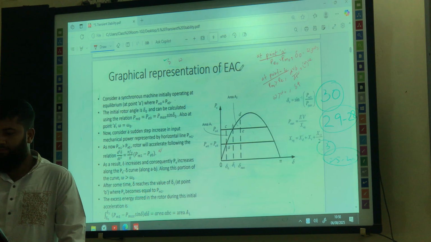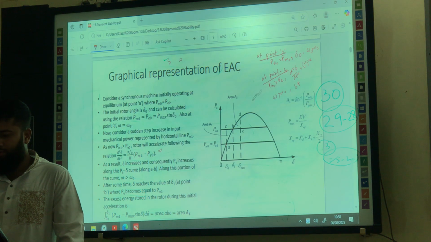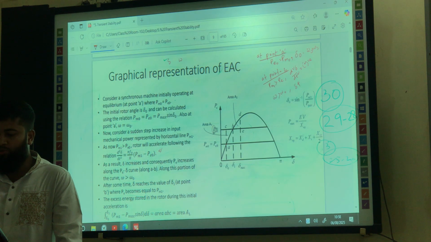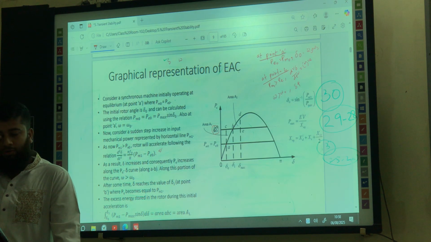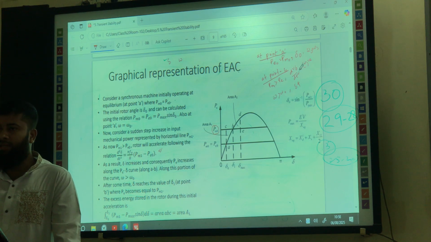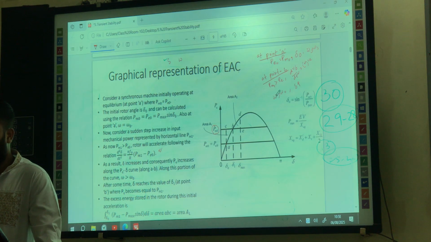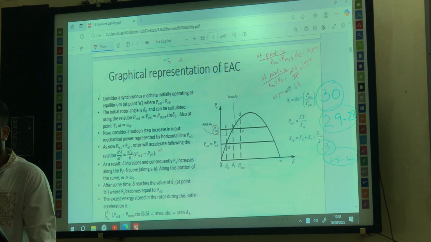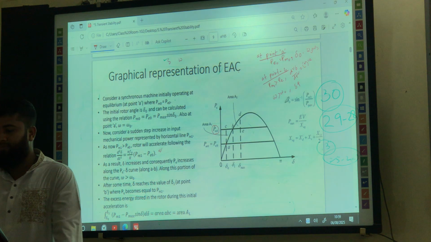Now here, okay, so now we have increased the PM. PM1 is higher than PE, so there will be acceleration in the rotor. That means the omega value will be higher than the synchronous speed. So the delta will be increasing, right? Because that means the relative speed between these two will be positive. So delta will increase over the time. Okay, that will be the case.